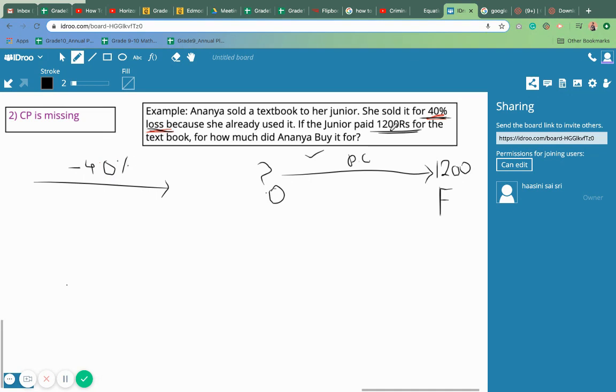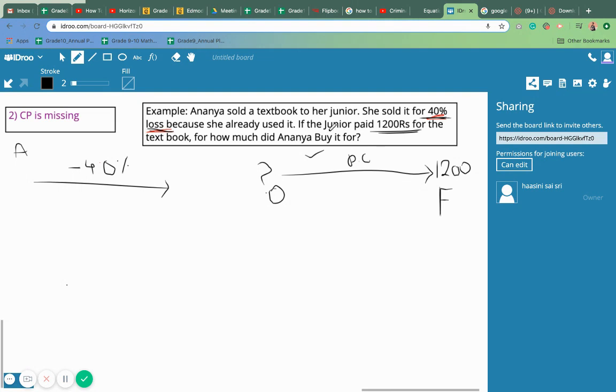Now, if the junior paid 1200 rupees for the textbook, see, whenever you're looking at these kind of scenarios, even if this question is mentioning that junior is paying, I'm not looking at junior's flow chart. I'm looking at Ananya's flow chart. For example, whenever you go to a shop, if you pay 5 rupees for a pen, though you paid the money that was your cost price, it will be the shopkeeper's selling price. He is selling it. From shopkeeper's perspective, it is his selling price.